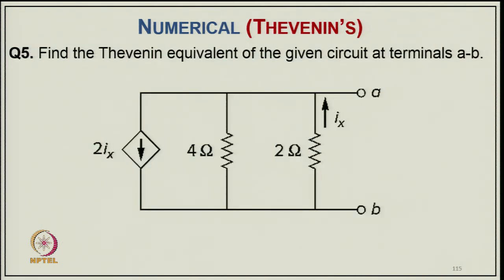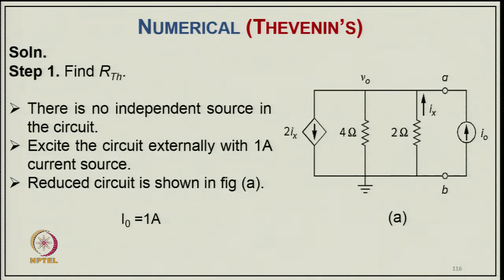So, the Thevenin equivalent circuit is shown here, and these are the two currents. Now, coming to another example, example 5: find the Thevenin equivalent of the circuit shown here at the terminals. We have one current source, that is a dependent current source of Ix current here. So, now we can find out the R_TH. There is no independent source here, so we have to excite the circuit by an external 1 ampere current source and replace the circuit as shown here. So, I0 is equal to 1 ampere.